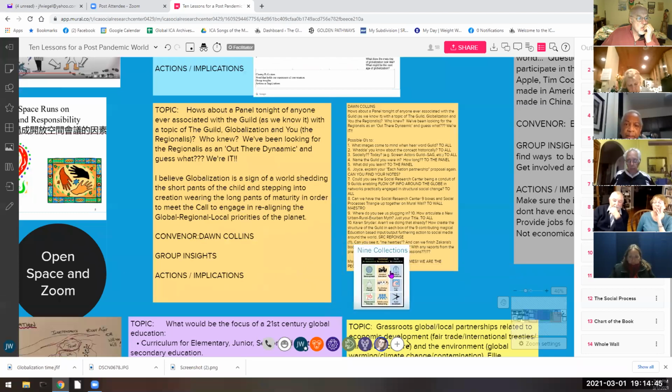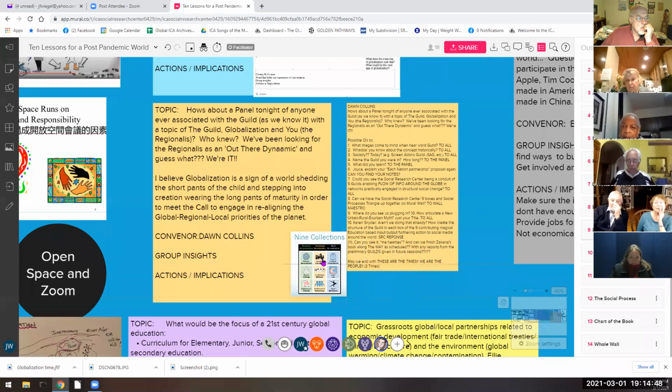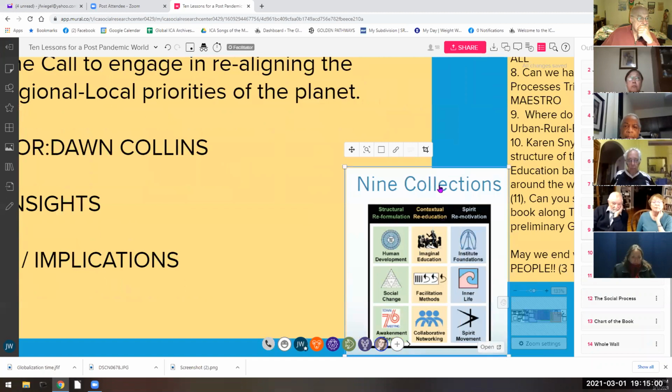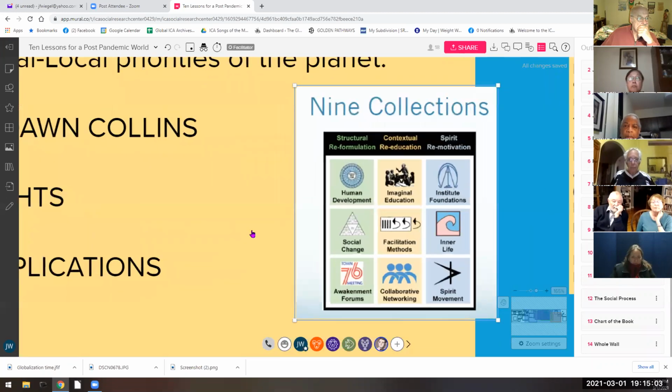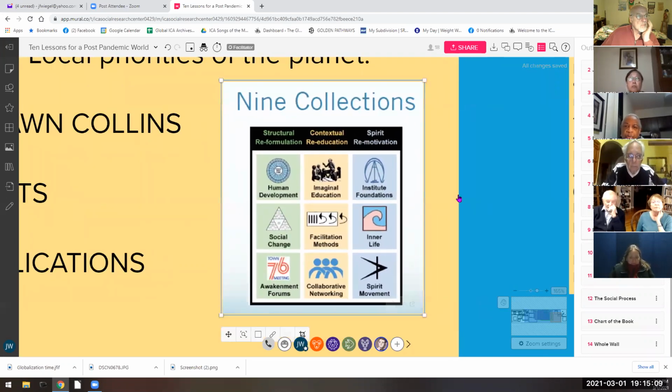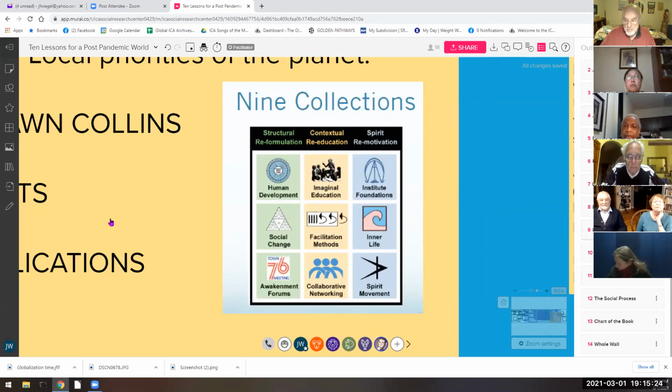Larry told me he got the 9 collections, and there they are, of the archives of the Social Research Center, SRC. Can you make it bigger? Yeah. The theory I'm proposing to put into action is for folks to put their bodies on the line and plug into these 9 collections in guild formation for the task of bringing globalization alive as they be the regionalists.